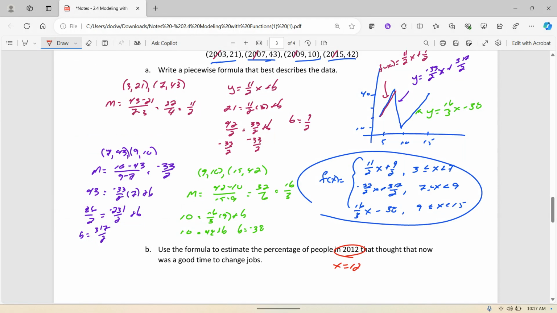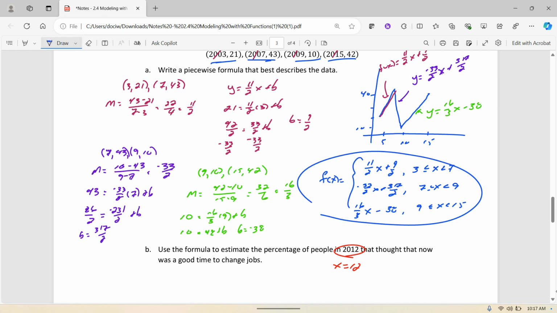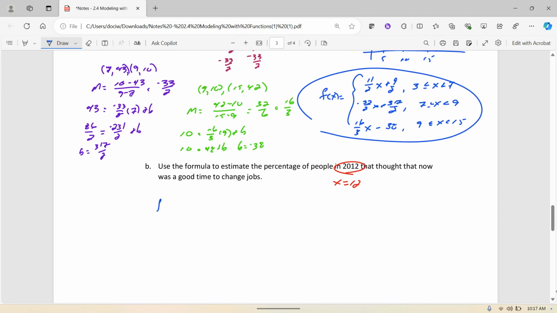Which piece of this function am I going to use? I'm going to use the third piece of this function for this part, because we use that third part when x is between 9 and 15. 12 is between 9 and 15. So what we would do to find that is we would say, okay, f of 12 would equal 16 thirds times 12 minus 38. Notice I'm only using that third piece of the function because that's the piece of the function to use when x is between 9 and 15.